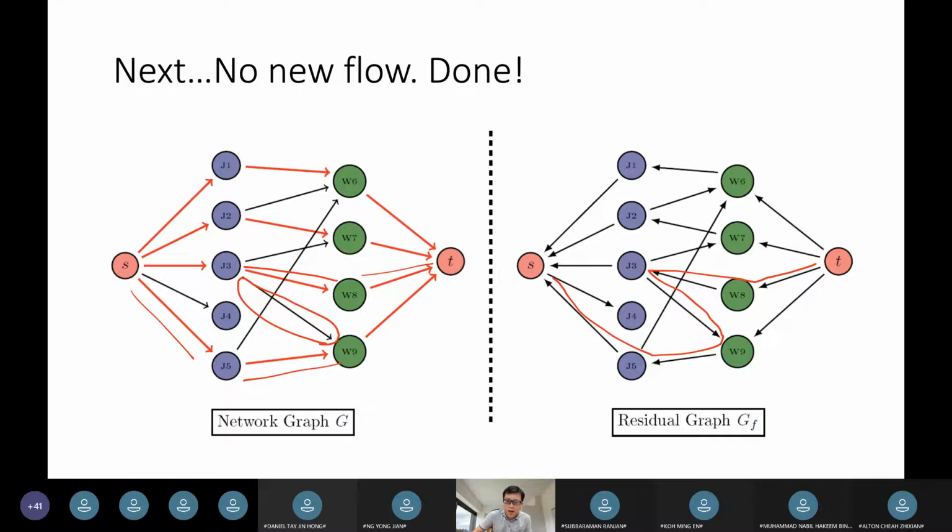do we have any other flow from S to T in the residual route? S to T, any flow? No, right? Because the only thing is from S to G4, but G4 go nowhere. Okay. So we don't have any additional flow from S to T. So we stop, and that's done.